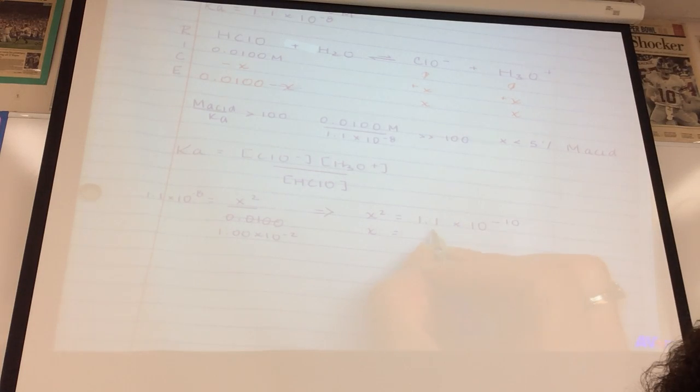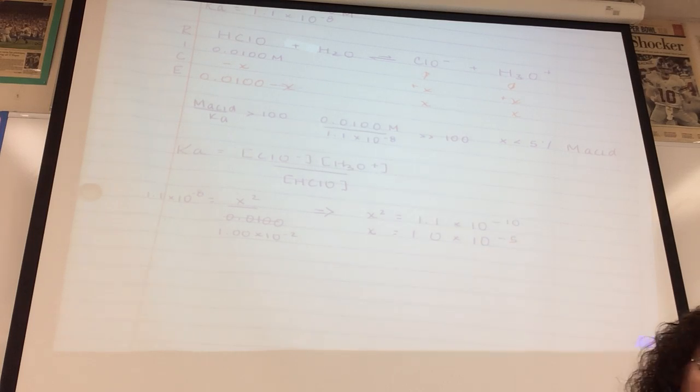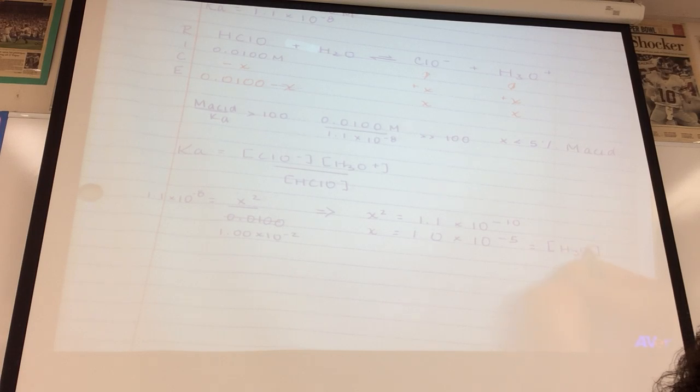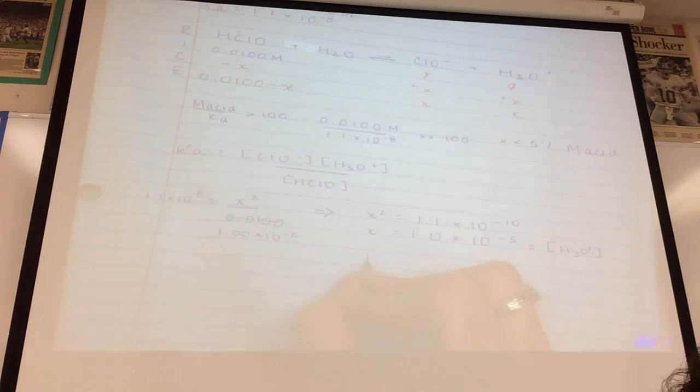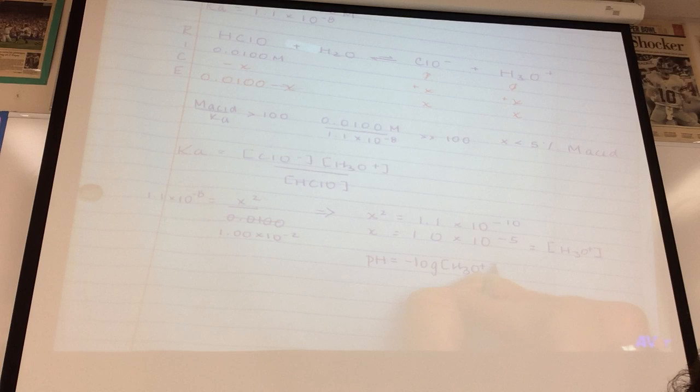And it is actually. And what is that equal to? What is x equal to, of importance? Concentration of the hydronium ion, because we know that pH is equal to negative log of the hydronium ion concentration. So your pH is equal to 5.00.